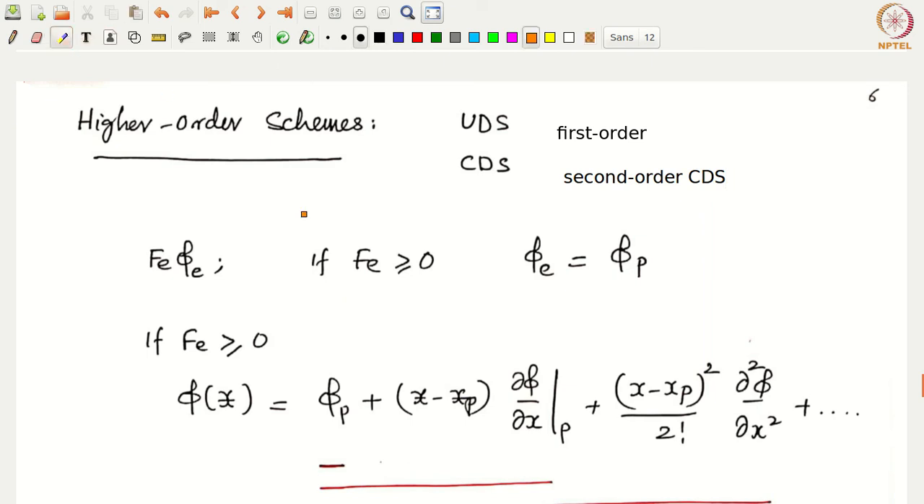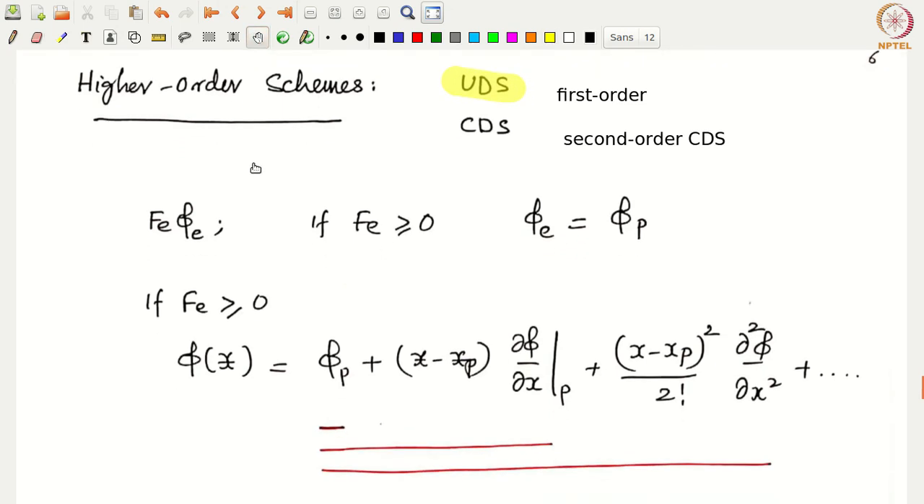the upwind difference schemes, but constructed to a higher order. All right, so now we will see how to construct the higher order schemes. The convection term we get is in the form of Fe times phi east. If Fe is positive, that means the velocity on the face is positive, then phi little east equals phi capital P. That's what we have. So we construct everything for this particular condition.